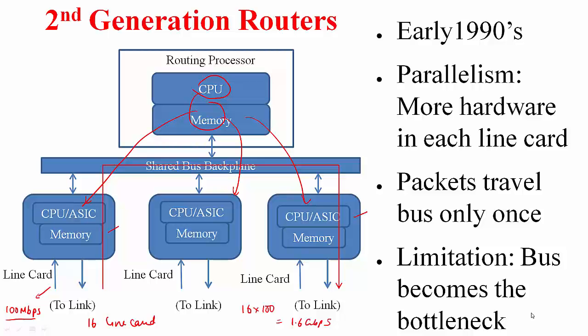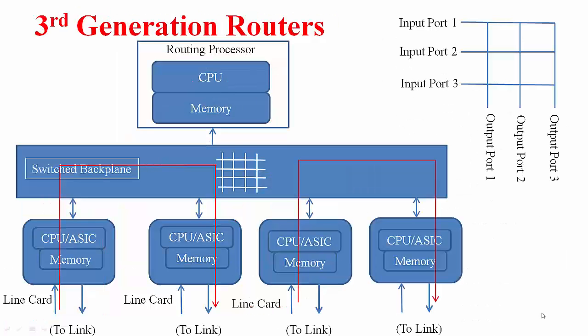Now there is a limit to how much speed this bus can operate. As you increase the speed of your line card as well as the number of ports, there is only so much speed the shared bus can operate at, in which case this becomes a bottleneck. Then how can you overcome this particular bottleneck? So the third generation routers went for what is called a switched backplane.